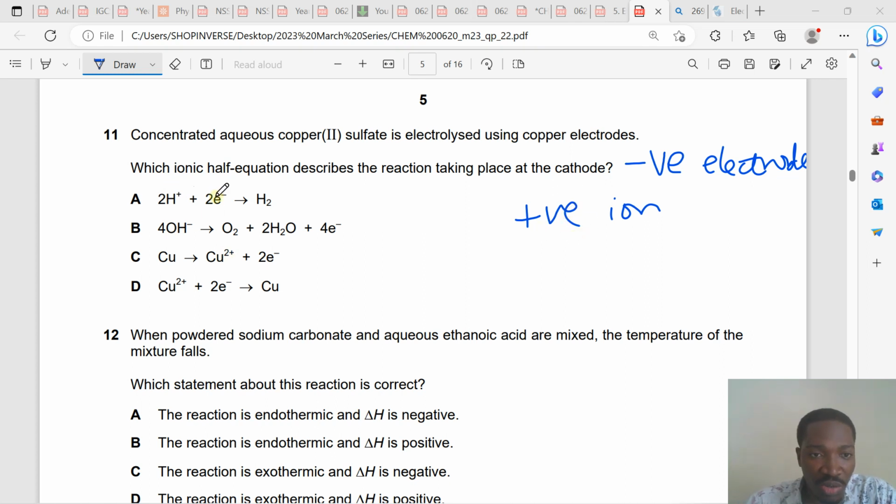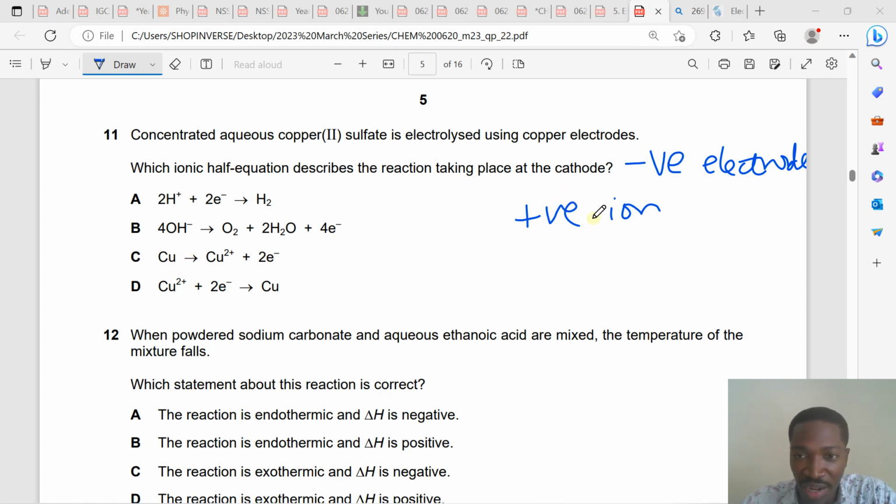So in which case could that happen? In this case, concentrated copper 2 sulfate, it won't be the hydrogen that would participate in the exchange of charges. Since it's concentrated copper 2 sulfate, it should be the copper and the SO4 2 minus ions that will participate in the exchange of electrons. So copper, okay, yes.